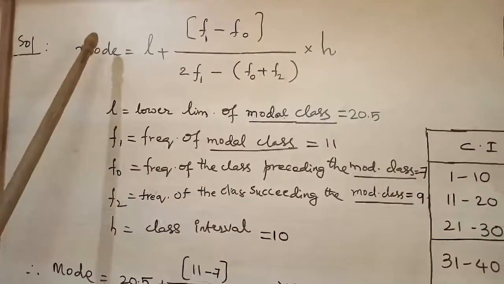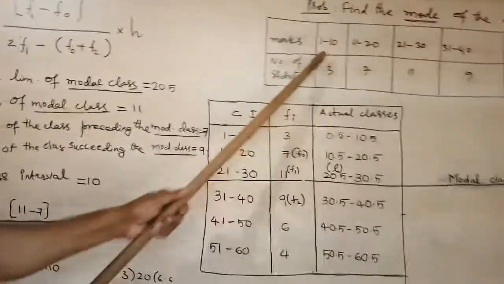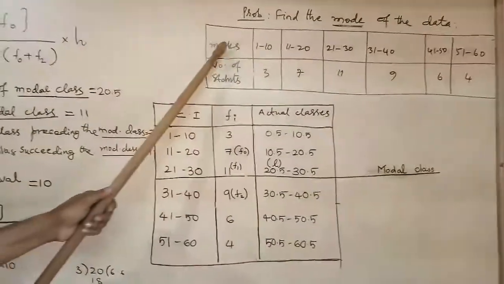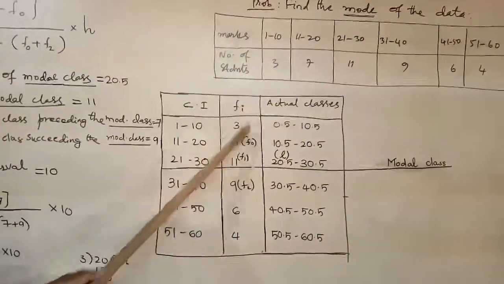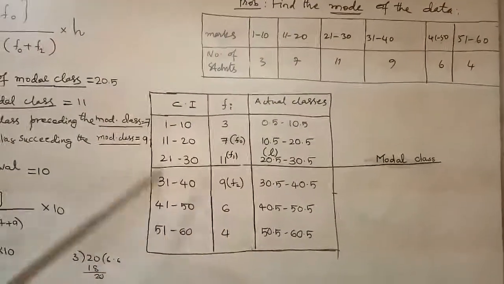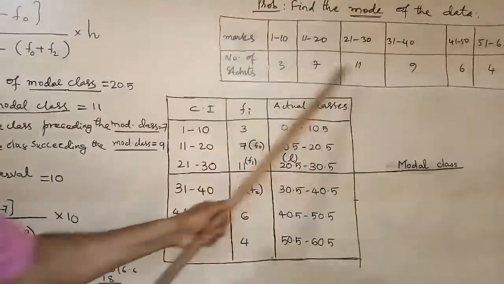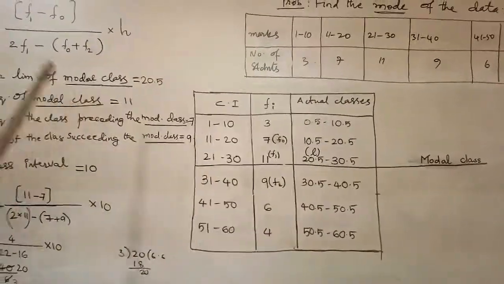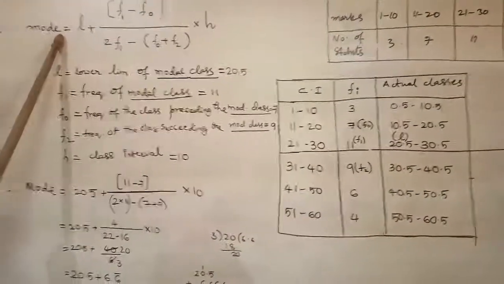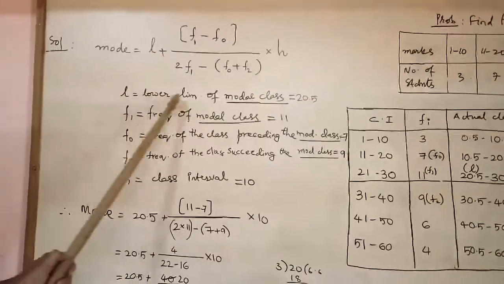First, to find these values, make the given table like this. Here, marks are written as class intervals and the number of students as frequency. The class intervals are written here, and the frequencies are written in the second column. To find the mode, the actual lower limit is required.